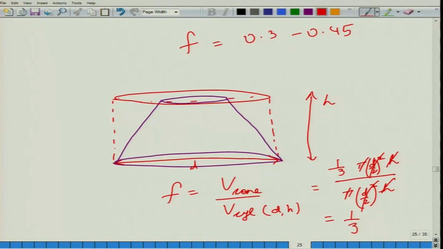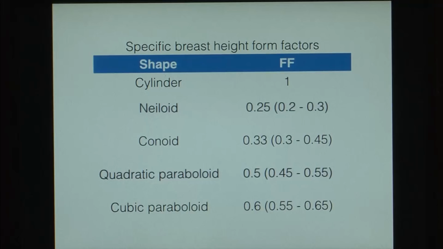So, now looking at the slide, we can see the specific breast height form factors for a number of different figures. In the case of a cylinder, it is 1. In the case of a neiloid, it goes from 0.2 to 0.3. We can take a middle value of 0.25. In the case of a conoid, it goes from 0.3 to 0.45. We can take 0.33 as a representative figure. In the case of a quadratic paraboloid, it goes from 0.45 to 0.55 with 0.5 as a reference. And in the case of a cubic paraboloid, it goes from 0.55 to 0.65. So, we can take 0.6 as a reference value.